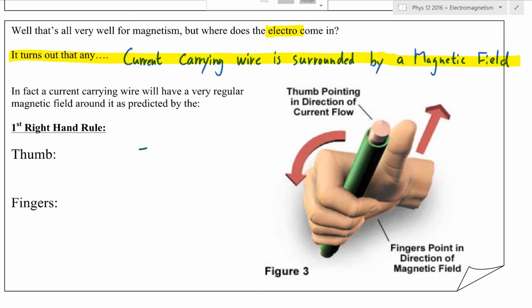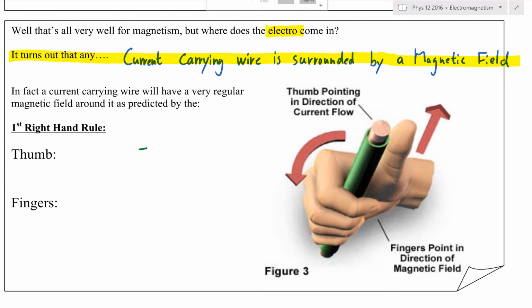Hello everyone. So today we're going to continue with our venture into magnets. But today we'll actually look at the name of this topic a little bit more closely. It's called electromagnet. So that means there is electricity involved in these kinds of magnetism effects. So how does the electricity come in?